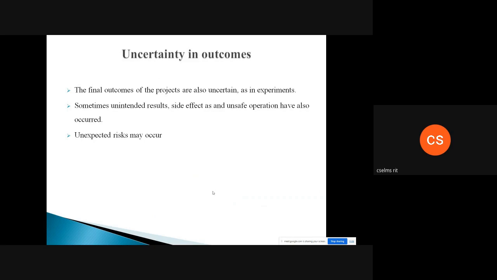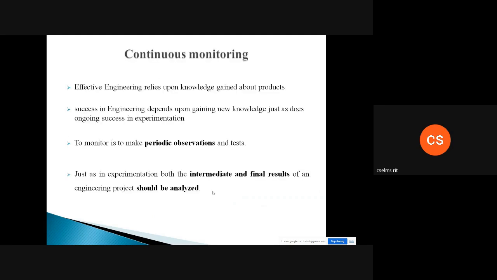And uncertainty in outcomes: in both experiments we can't predict the outcomes. We can't say how our result will be. We have to be prepared for the result, whatever happens. So there may be unexpected risks, and there may be the correct output or unexpected outcomes. Whatever it may be, we have to be ready for both results. That is uncertainty in outcomes.